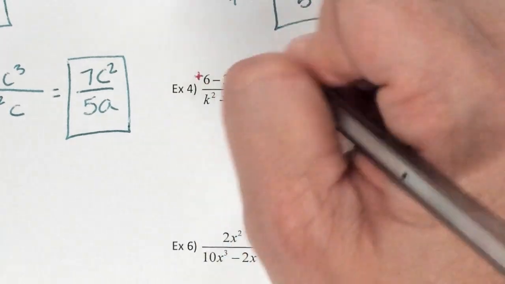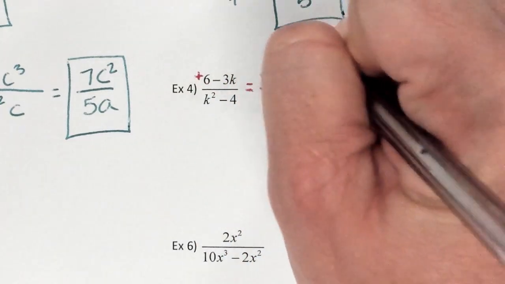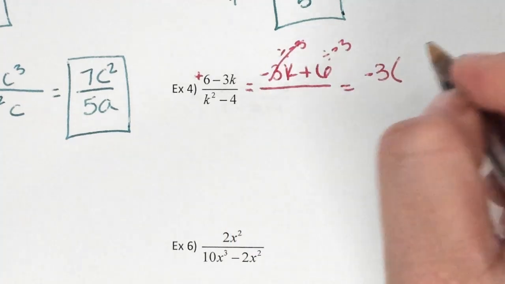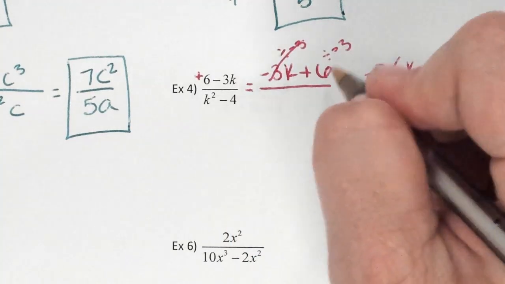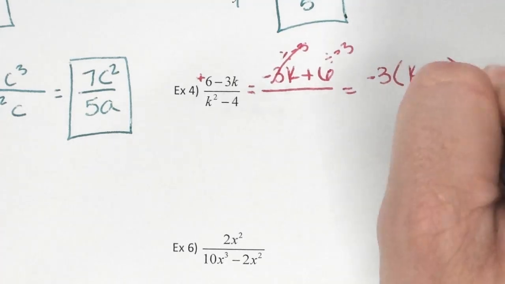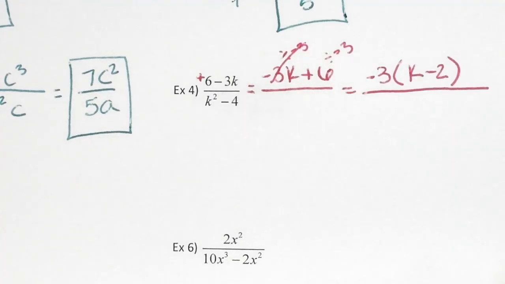So we have to divide by negative 3, divide by negative 3, divide by negative 3. Well, don't the negative 3's cancel? And I'm left with k. And what's 6 divided by negative 3? Negative 2. So this is the top fully factored. And I know it's fully factored because I don't have any more exponents, and I took out the GCF. That's all I can do here.